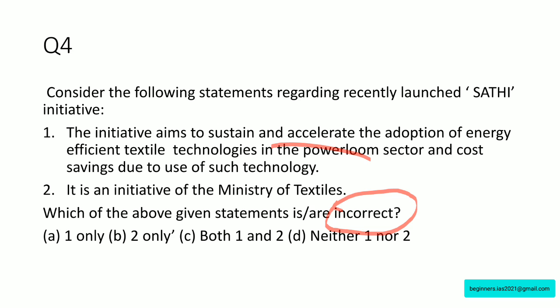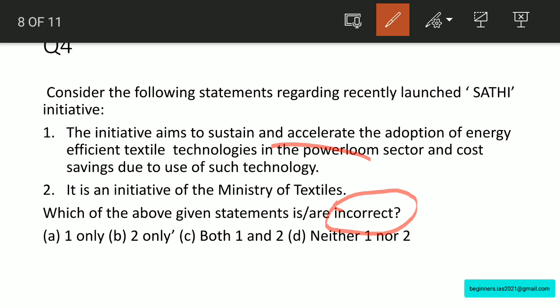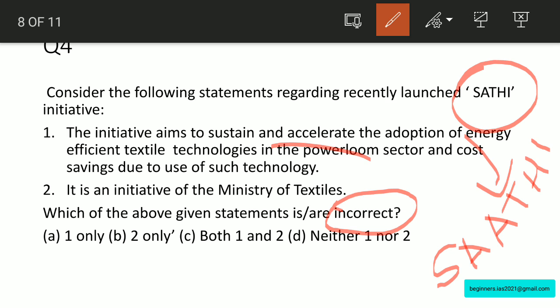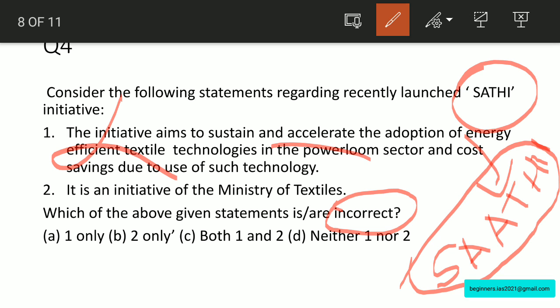Therefore, here it is given as this initiative to sustain and accelerate the adoption of energy efficient textile technologies in the power loom. See, this statement one belongs to SAATHI, S A A T H I, but does not belong to SATHI, S A T H I. So SAATHI is nothing but Sustainable and Accelerated Adoption of efficient Textile technology. This is to help small industries. Therefore, statement one is obviously wrong.